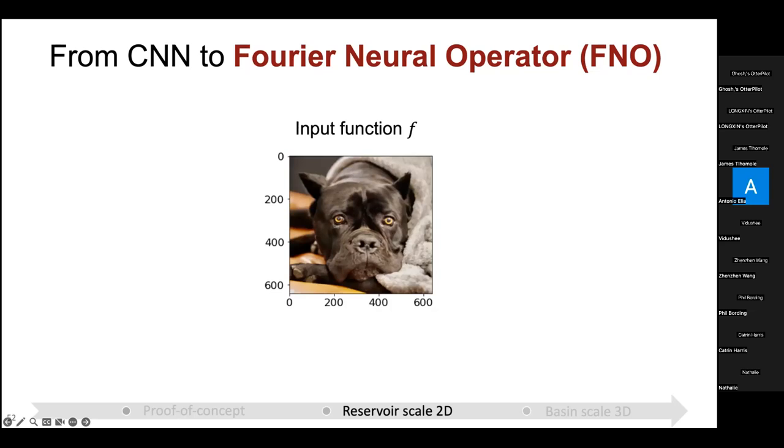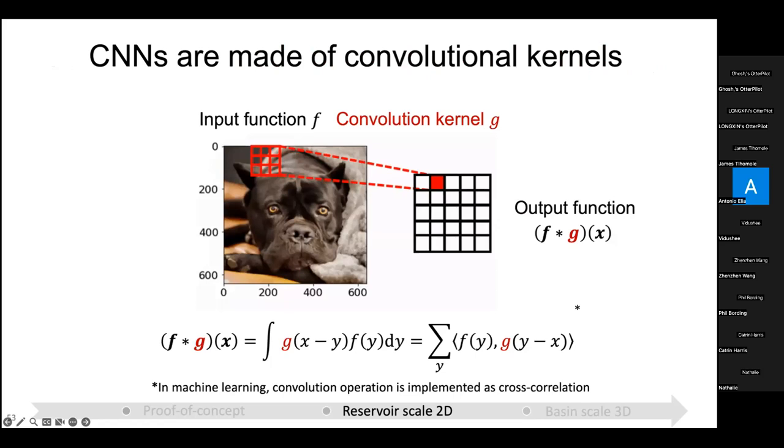So take this image as our input function. This is my puppy. His name is Doctor. And if we want to apply a convolutional neural network on this input function F, we will come up with a convolutional kernel G. That is the red checkerboard box showing here. And we slide this box across different locations on our input function F. And writing this out mathematically, we have the input function F convolved with our kernel G. And note that in machine learning, the convolution operation is implemented as a cross-correlation operation, but it performs the same with the same capability.